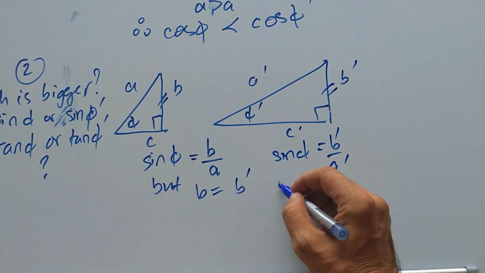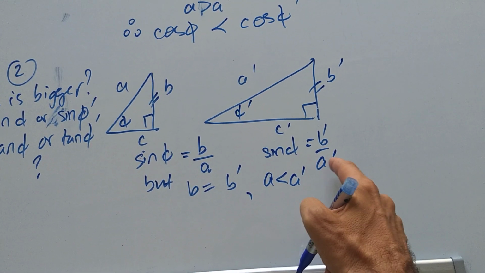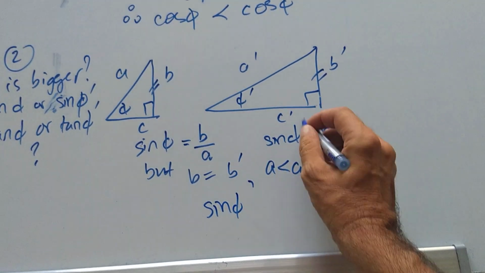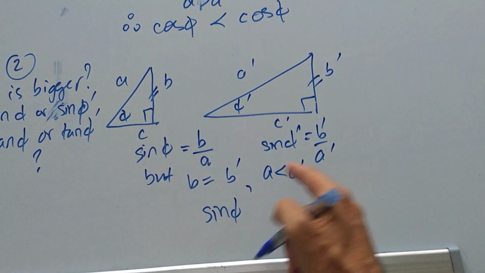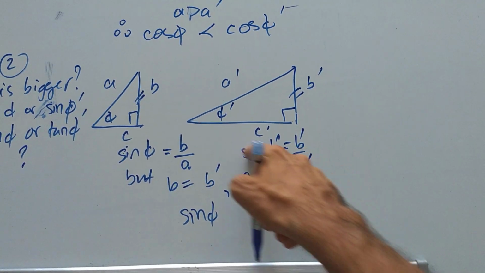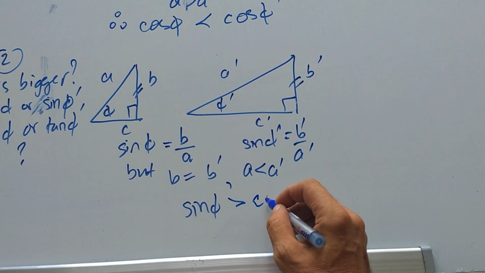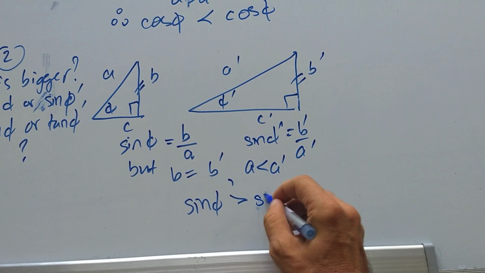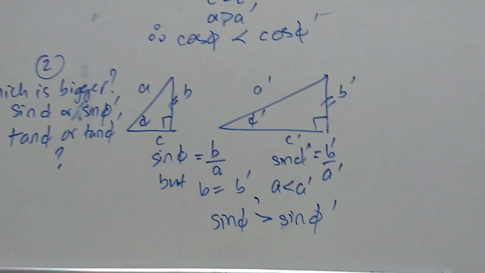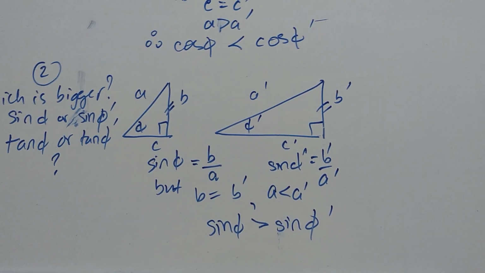Now you can see that A is smaller than A prime, and the B's are equal, so sine phi, what do you think? Okay, A prime is bigger, so this must be smaller. Sine phi is bigger than sine phi prime. Now, I urge you to think about this carefully, okay? Because yeah, it's easy, but would you get it right on a test?